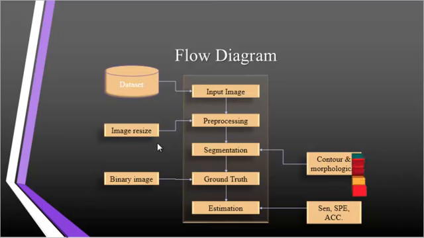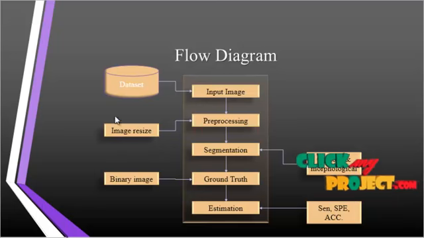For example, if I want to resize the image to 256 by 256, it means the pixels row-wise is 256 and the pixels column-wise is 256. Then after the resizing process, the image is optimized into the respective rows and columns. Then the pre-processed image undergoes the segmentation process.